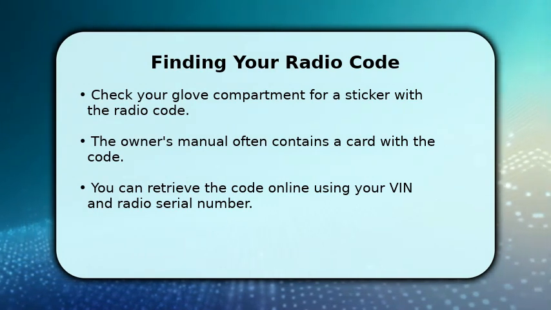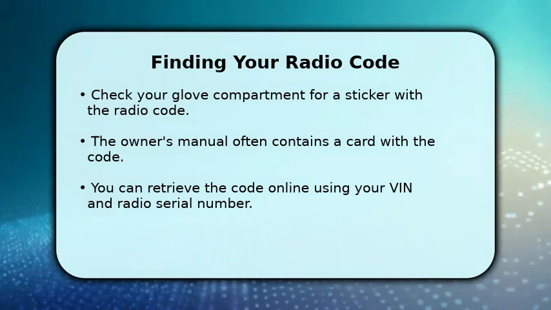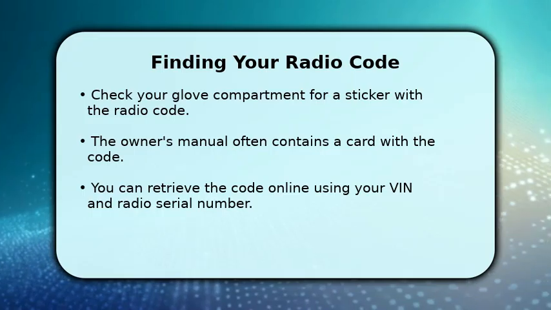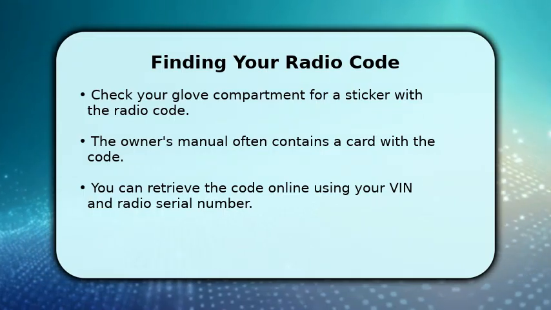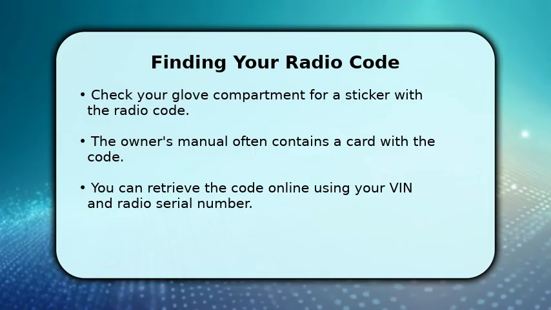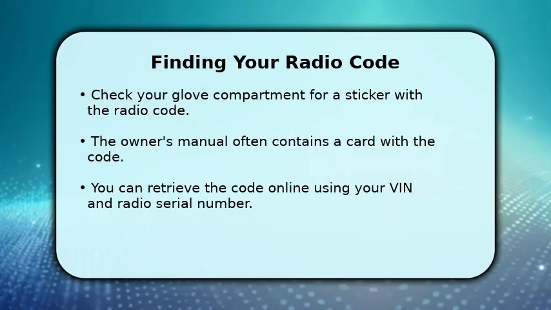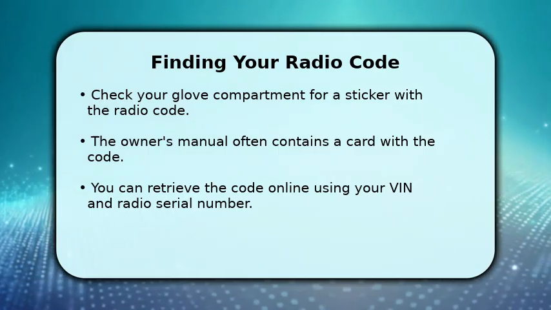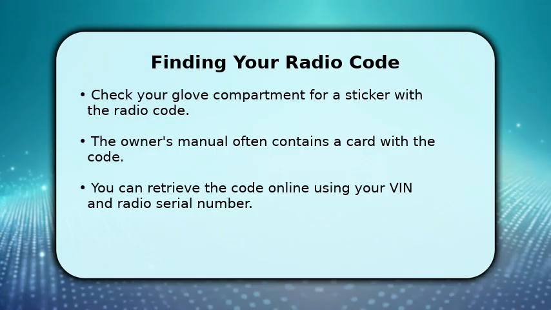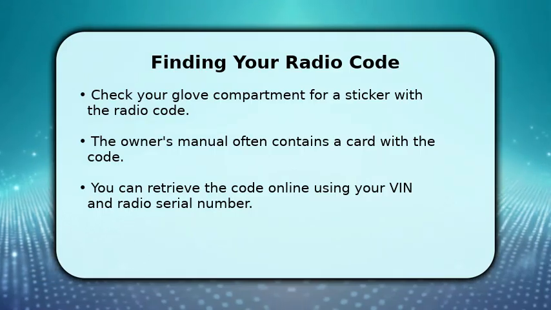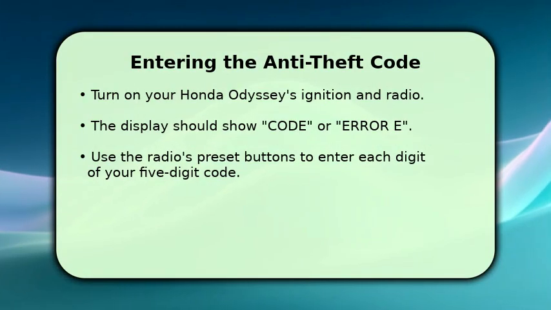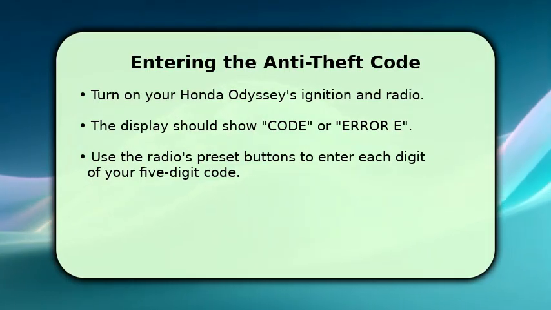Turn on your ignition, but don't start the engine. Then, simultaneously press and hold the radio preset buttons 1 and 6 for about 10 seconds. Your radio's 10-digit serial number will appear on the display. You can then use this serial number, along with your vehicle identification number, to get the anti-theft code from Honda's online portal.